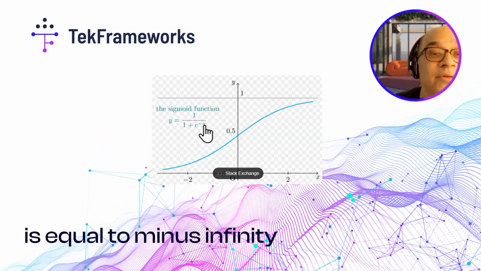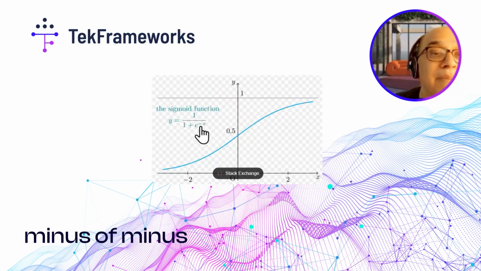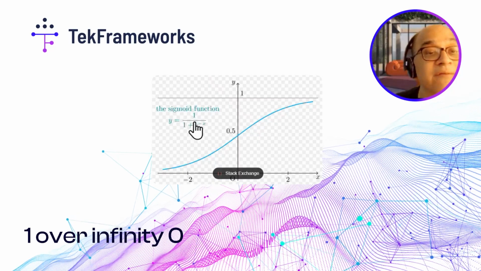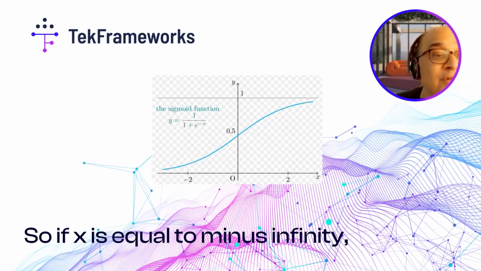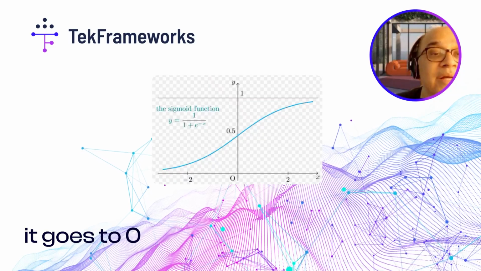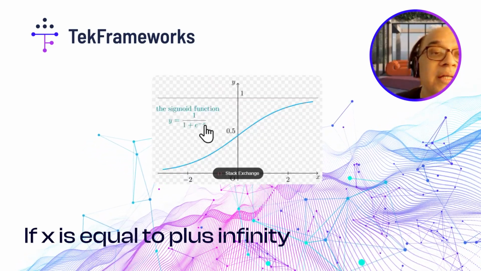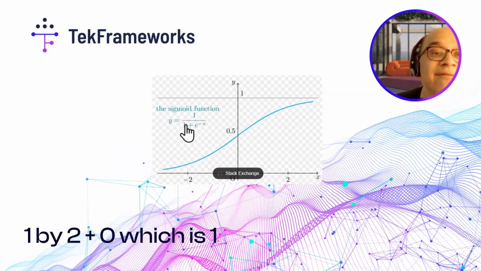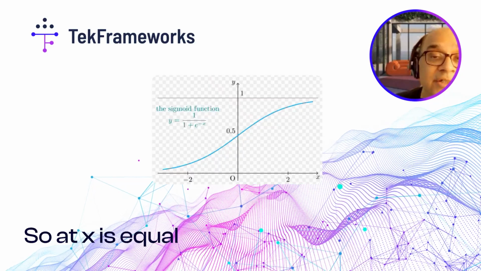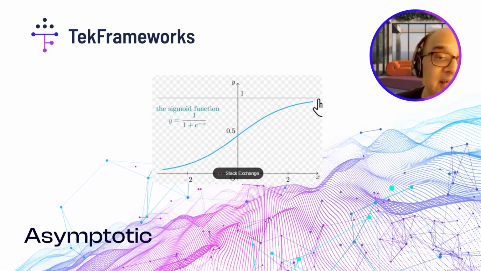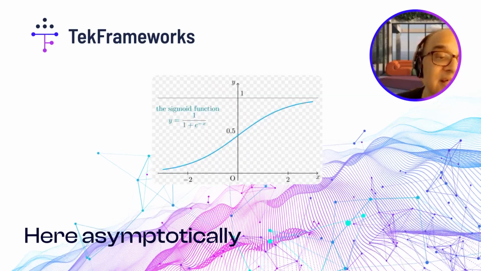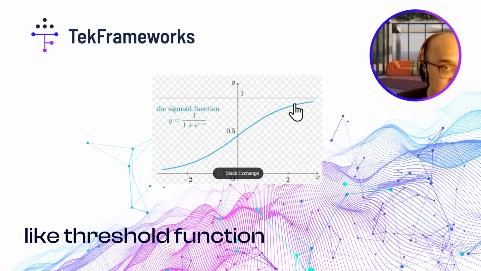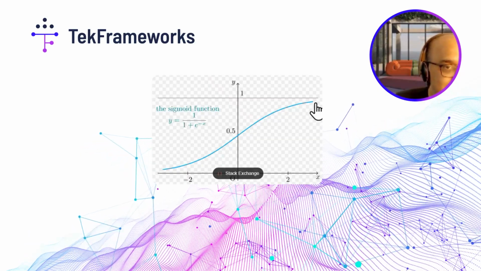And see, if x is equal to minus infinity, minus of minus infinity is infinity. So e power infinity is infinity. 1 over infinity is 0. So if x is equal to minus infinity, it goes to 0. If x is equal to plus infinity, e power minus infinity, which is 0, 1 by 1 plus 0, which is 1. So at x equal to infinity, it touches 1. Asymptotically, it goes all the way to 1. Here, asymptotically, it goes all the way to 0. So the sigmoid function, like the threshold function, varies between 0 and 1 only.